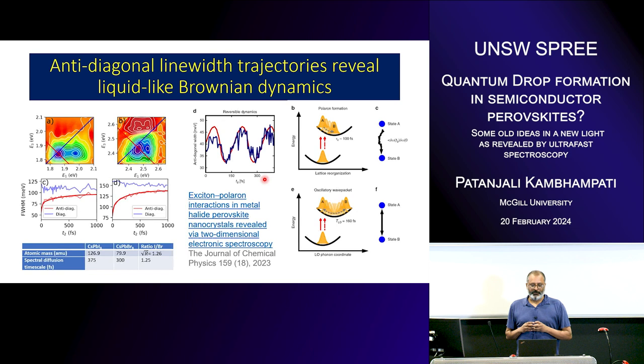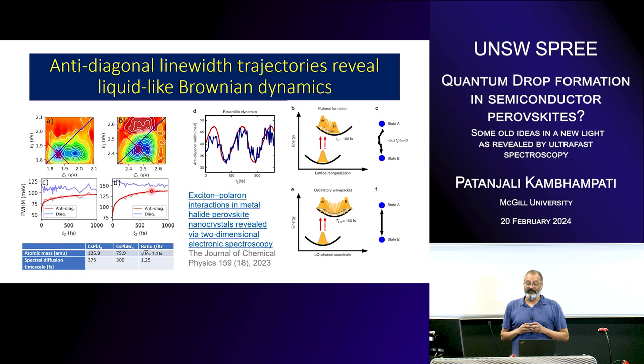Diffusion means spectral diffusion. The spectral diffusion is measured by the anti-diagonal line width over time. So if you measure the anti-diagonal line width over time, you see an exponential rise, for both samples. When the homogeneous line width undergoes a rise, that happens due to Brownian motion, spectral diffusion. That spectral diffusion is what you'd expect to see in a liquid or glass and not in a solid.